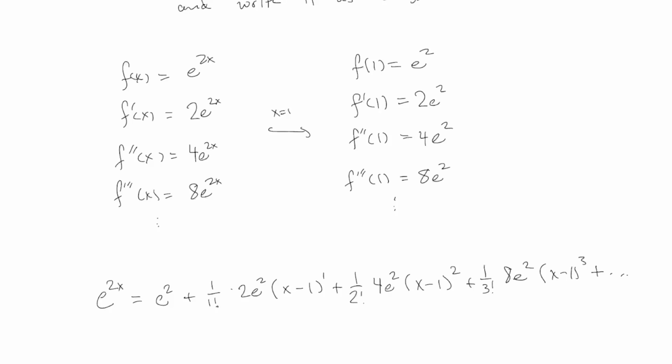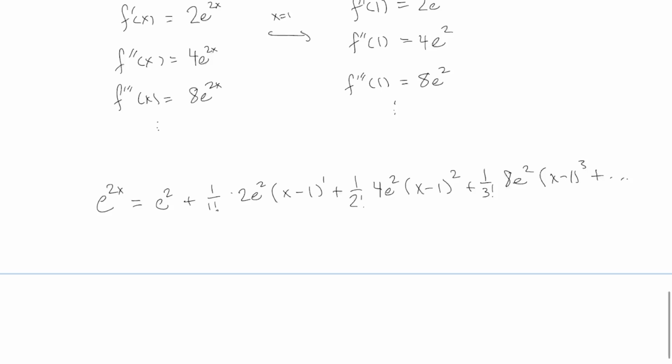And if you wanted to write the next one, you could easily write the next one. It'd be 1 over 4 factorial, and then instead of 8, it'd be 16, and then e squared. Apparently, they're just all e squareds in there, and then x minus 1 to the 4. That would be the next term. What if I wanted to write that as a sum?